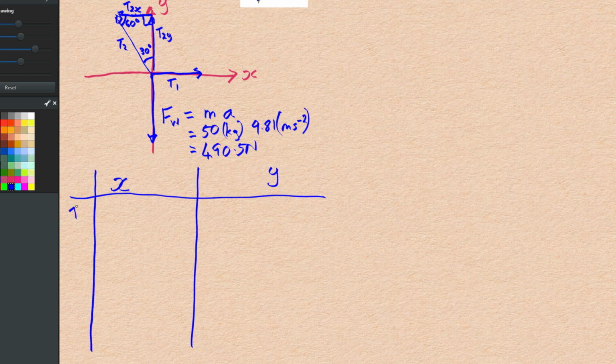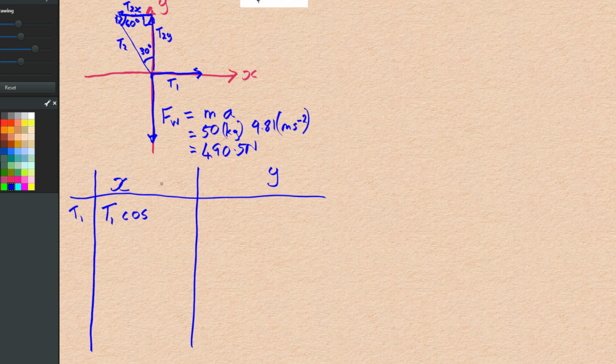Let's talk about T1 for starters. T1 is a magnitude I don't know, so that's just going to be T1. The component of T1 in the x direction for me will be cos, and I always use my angle from the x axis towards the y-axis. I measure that way. In this diagram, it's from the x-axis anti-clockwise, but in other diagrams that you draw, it may flip around because x might be on the other side or y might be down the bottom.